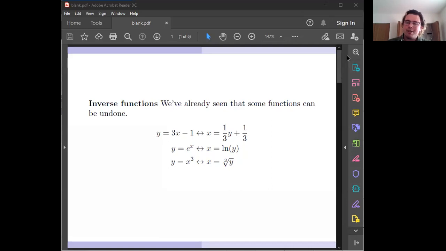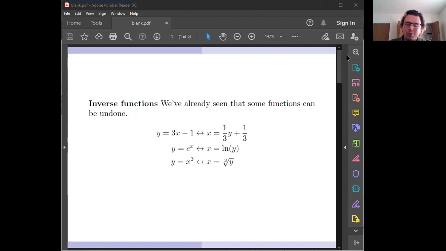Every function consists of inputs and outputs, but only some of those functions can I reverse the process. If I give you an output, do you know what the input would have been? Some functions can do this and others can't. So we've actually been working with a lot of different invertible functions already. Here are some examples on the screen.